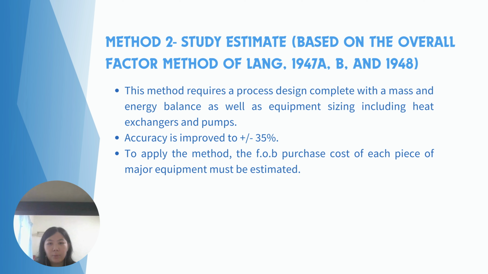Next is method 2. Study estimate based on the overall factor method of Lang, 1947A, B, and 1948. This method is used during conceptual design where major equipment has been identified. This method requires a process design complete with a mass and energy balance as well as equipment sizing, including heat exchangers and pumps. And accuracy is improved to plus or minus 35%. To apply this method, the FOB purchase cost of each piece of major equipment must be estimated.